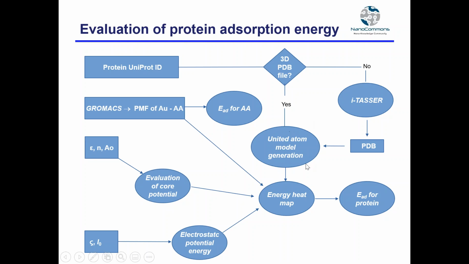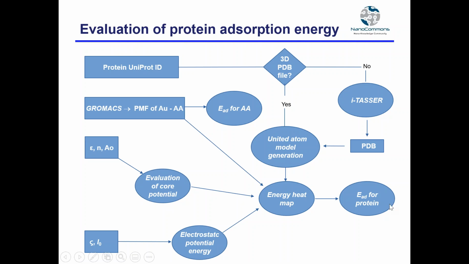Then this creates a united atom model. So we first get the all atom model of a protein and then condense it. Each amino acid will be represented by a single bead. And then, according to the three contributions that I mentioned, we will use the surface interaction of these amino acids with the nanoparticle, then core interactions of the nanoparticle with the amino acid, and electrostatic. They all contribute to evaluation of the total interaction energy at a given orientation and given position of a protein with respect to the nanoparticle.